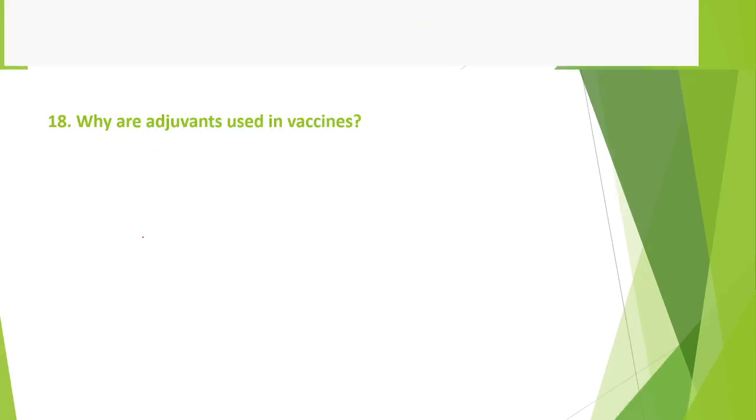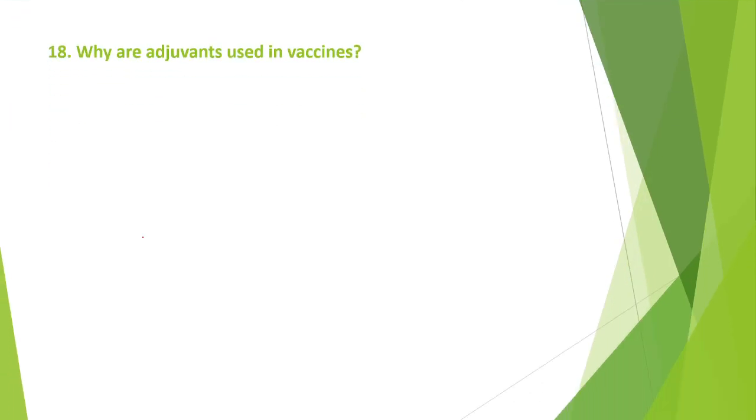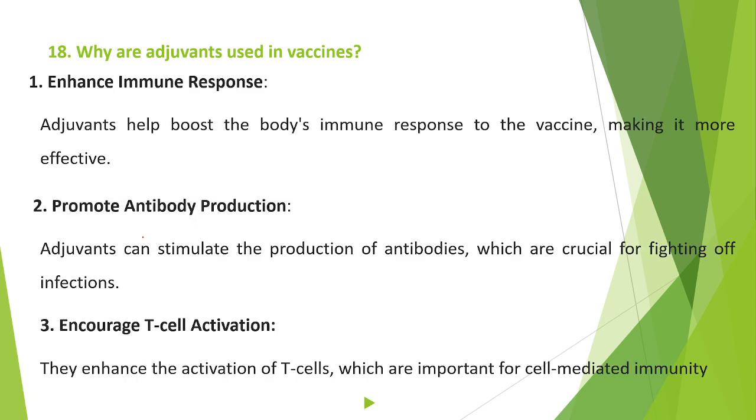So quickly, let's look at the next question, which is question number 18: why are adjuvants used in vaccinations? Adjuvants are added to vaccines to boost the immune response, making them more effective. In a small way, the definition of adjuvants: these are substances that enhance the immune response to the antigen in a vaccine. Here are some reasons.